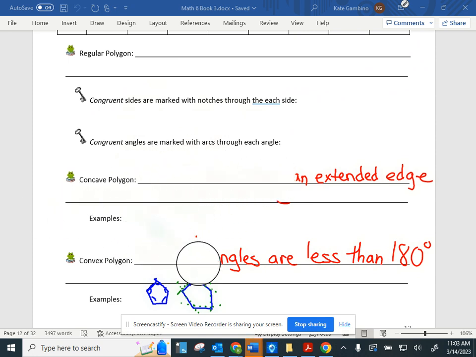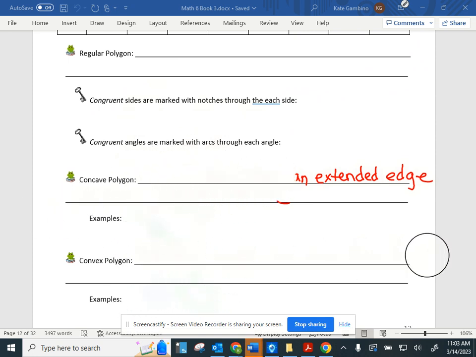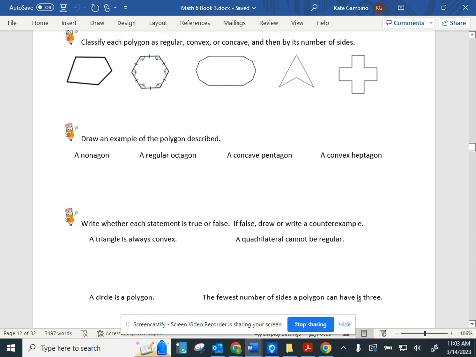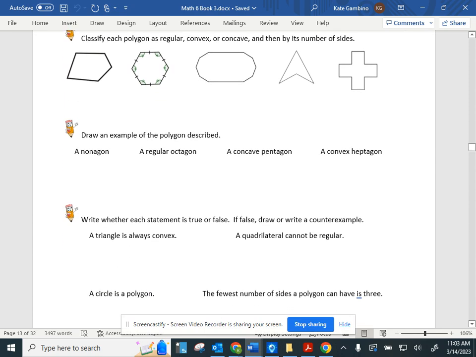So now let's look at how we're going to use all of this information. We need to think about regular, convex, concave, and the side numbers. Okay, so if we look at this first shape, is it a regular polygon, a convex polygon, or a concave polygon?